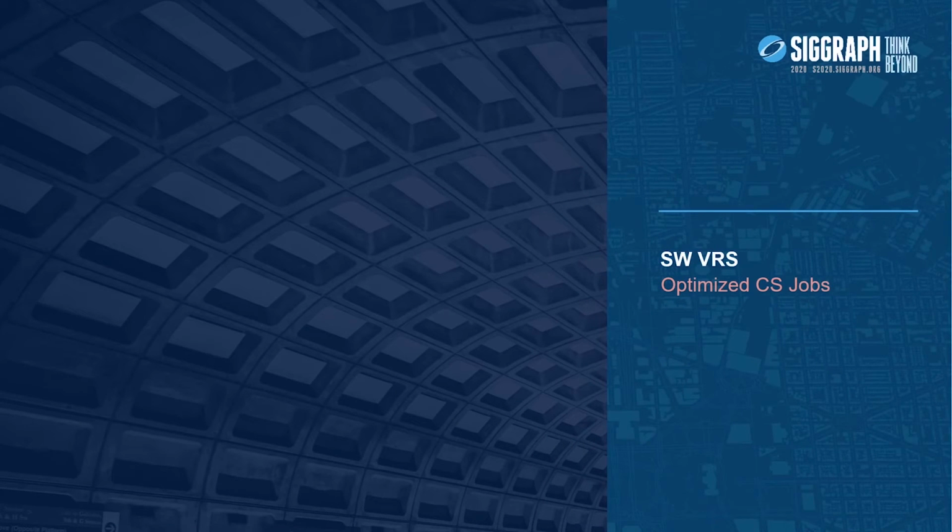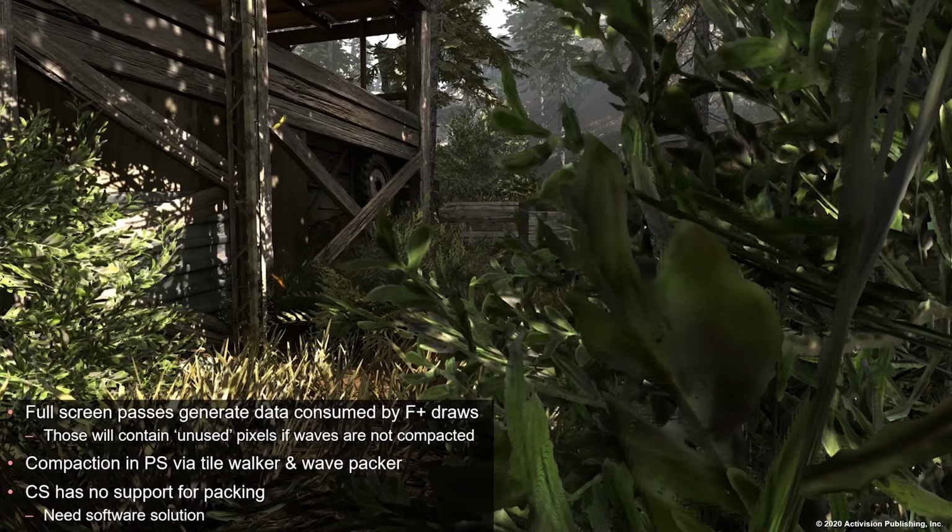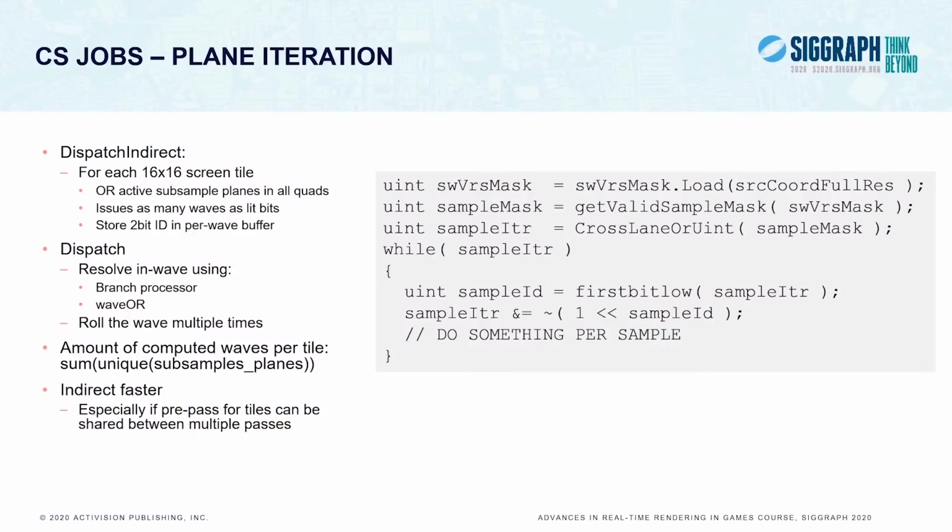And finally, we get to the last stage of our VRS pipeline, that is, optimized compute shader jobs. Full-screen passes generate data consumed by forward plus rows. Those will contain unused pixels if waves are not compacted correctly. Compaction in pixel shader happens via tilewalker and wavepacker, and those are the units that allow our forward plus opaque rows to actually gain any benefits from the VRS pipeline. On the other hand, compute jobs have no support for such packing, therefore we need a software solution for them.